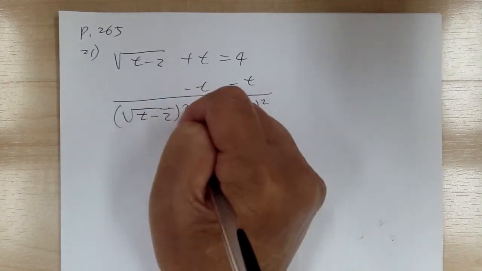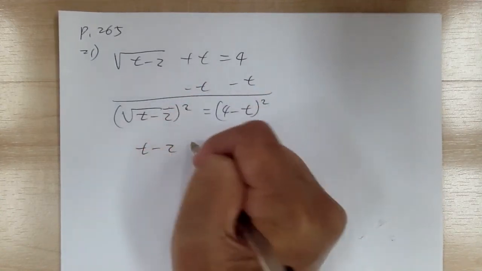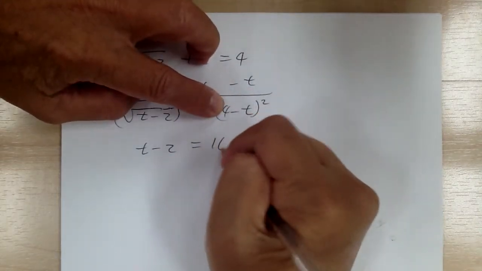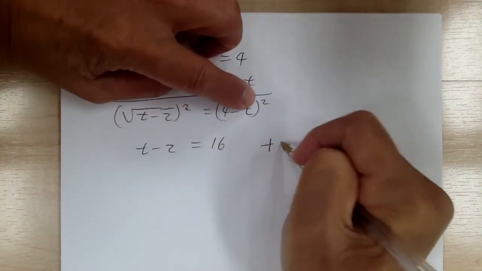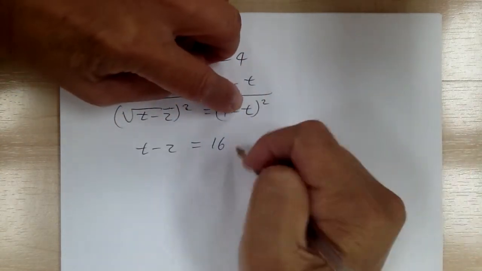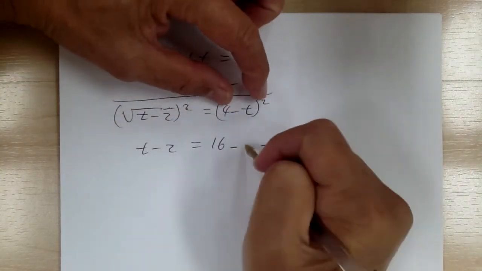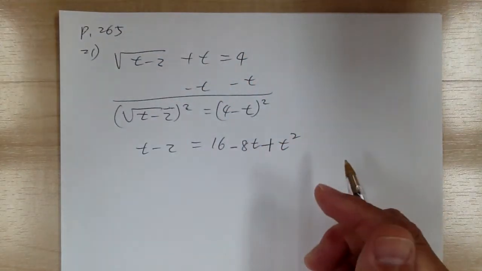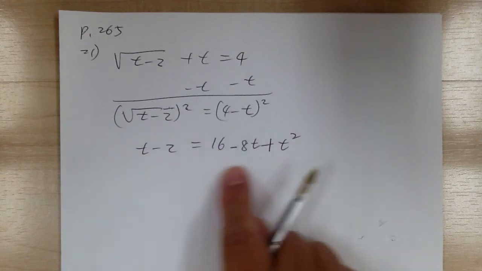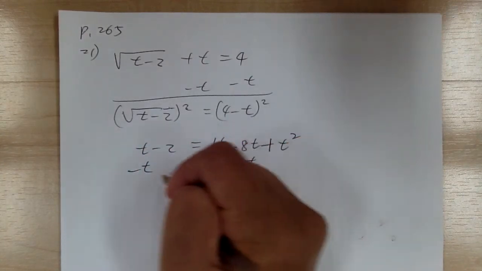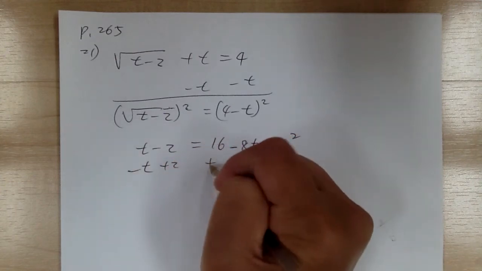So this square and square will cancel out, so you got t minus 2. Now this is a perfect square, so you need to square this. You get 16. Square that, you get plus. Square that, you get t squared. Middle term, you multiply everything together. So the sign would be negative. The number would be 8. Alphabet would be t. So again, do the sign, number, alphabet. Then after that, I'm going to make it equal to 0 so I can factor. So minus t on both sides, plus 2 on both sides.